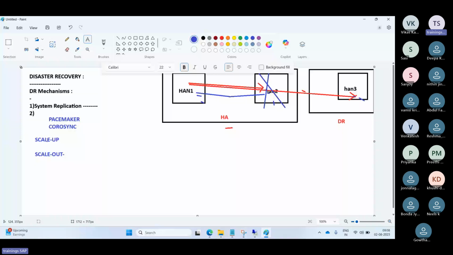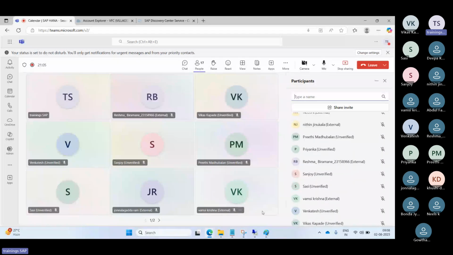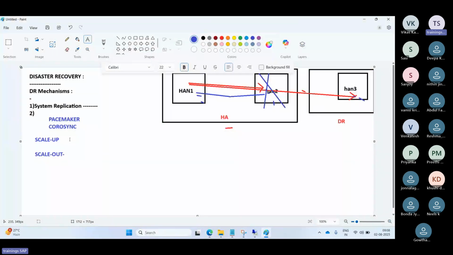So scale up is one host and scale out is multi-host. Within one host, you keep on increasing the memory and resources. Scale out means you can add one more host, one more host, like that. Multiple active workers plus standby nodes, we can add here.